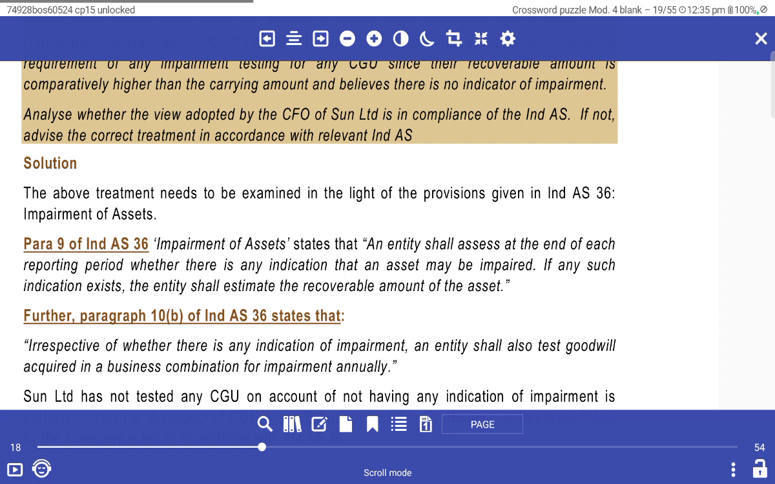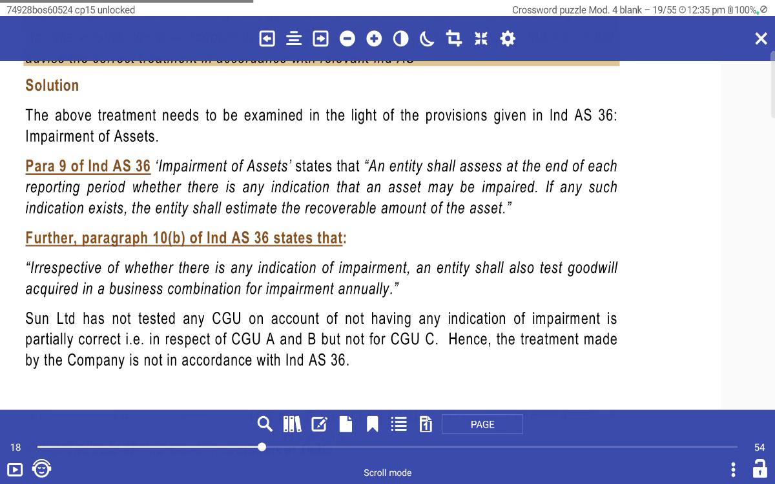Solution. The above treatment needs to be examined in the light of the provisions of NDAs 36 Impairment of Assets. Para 9 of NDAs 36 states that an entity shall assess at the end of each reporting period whether there are indications that an asset may be impaired. If such indications exist, the entity shall estimate the recoverable amount of the asset. Further, para 10(b) of NDAs 36 states that irrespective of whether there is any indicator of impairment, an entity shall also test goodwill acquired in a business combination for impairment annually.